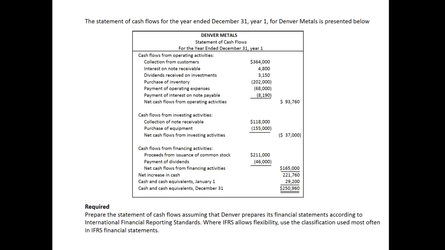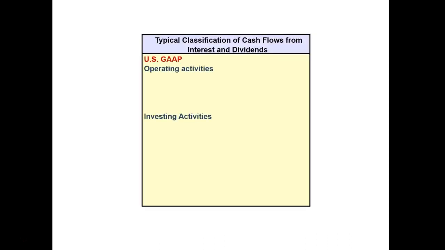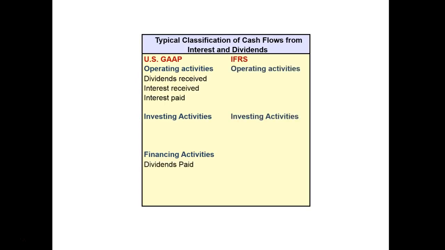Another exercise, we've got the statement of cash flows from Denver Metals. We're going to prepare the statement of cash flows assuming that Denver prepares its financial statements according to the International Financial Reporting Standards. That allows more flexibility. Use the classifications used most often in the IFRS financial statements. So, with GAAP, we show dividends received, interest paid. On financing activities, we show our dividends paid.